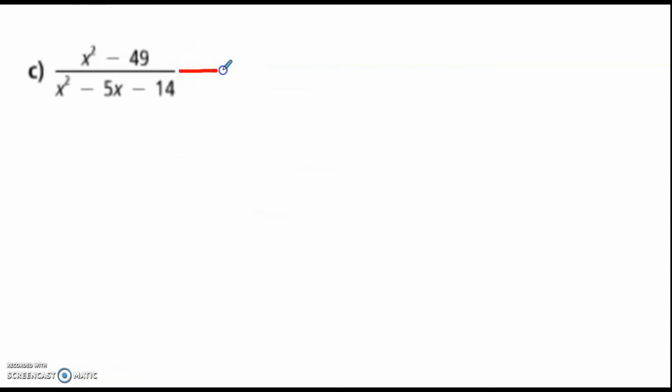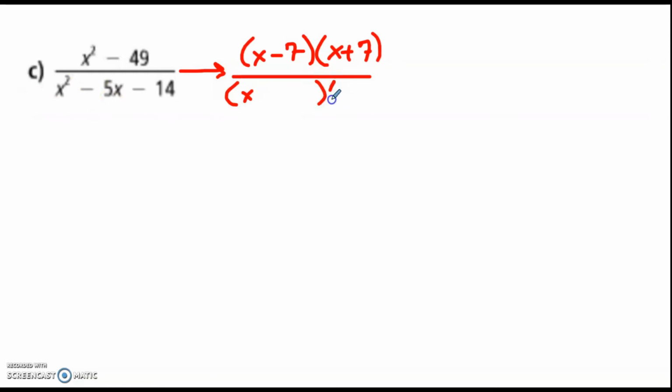This one here is going to be just a bunch of factoring. So in the numerator, I have a difference of squares. So I'm going to have x minus 7 and x plus 7. In the denominator, I just have a regular a equals 1 factoring type question. So I'm going to start by writing my x's out, and I'm looking for two numbers that multiply to -14, but add up to -5. So I think it's going to be -7 and +2. There we have it.